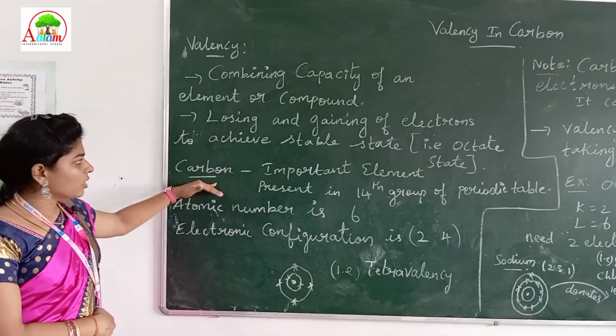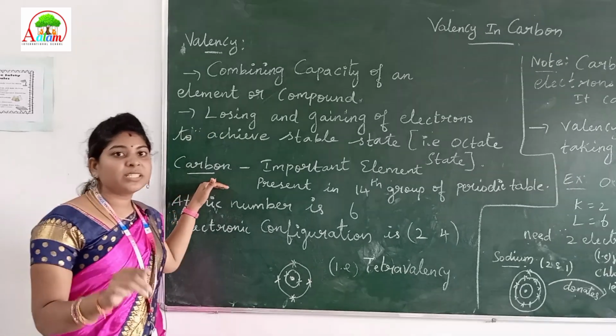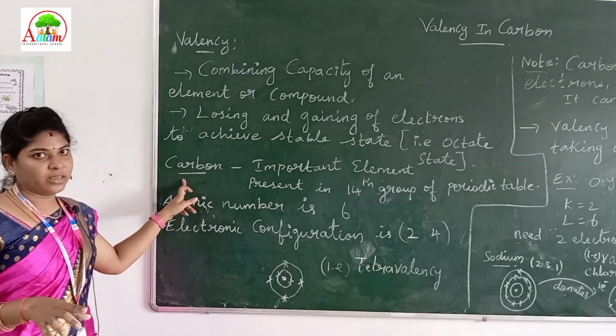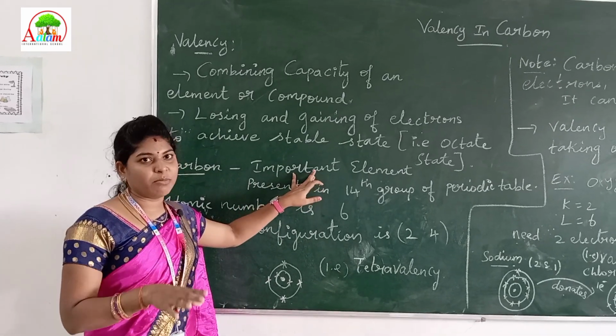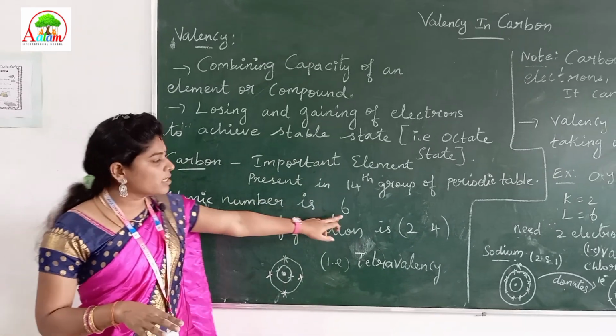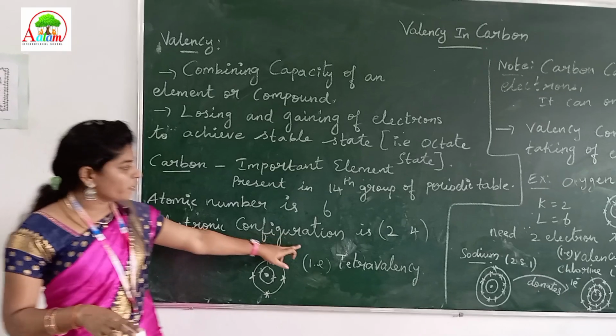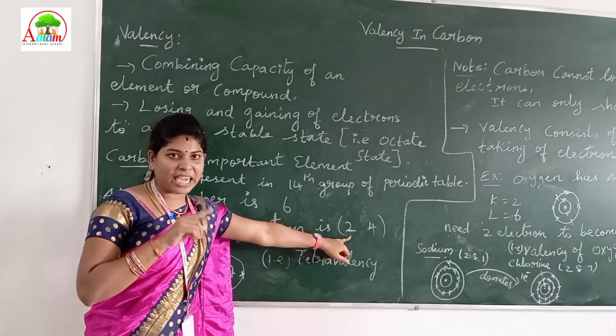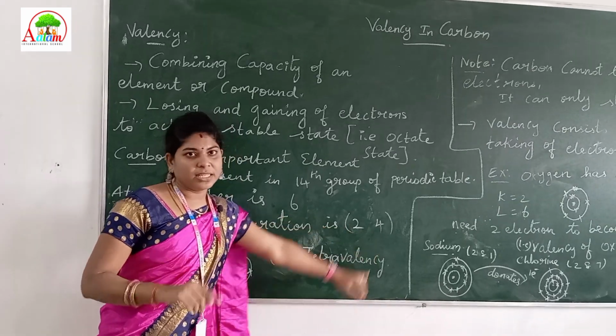Before going into carbon, you must know the carbon's atomic number. Atomic number is 6 for carbon. Carbon is an important element in our day-to-day life. It has an electronic configuration of 2 and 4. This 2 represents the K shell, and this 4 represents the L shell.